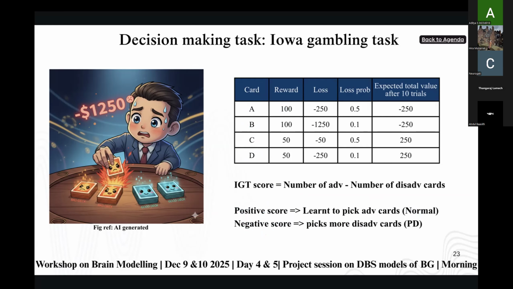Let me simulate it myself first. If you are able to open that IGT Gradio file, just simulate it from top to bottom. Once you're done simulating, let me know. Then I will walk you through what it is about and how the code is being simulated.